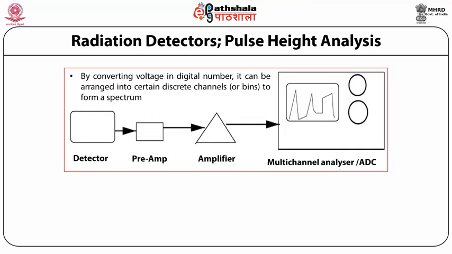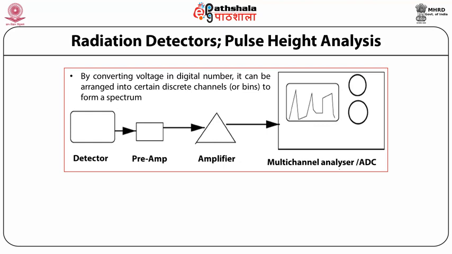Radiation detectors, pulse height analysis. By converting voltage into a digital number, it can be arranged into certain discrete channels or bins to form a spectrum. In this slide, the block diagram is given, where the detector output is fed into the preamplifier. The preamplifier output is fed into an amplifier, and the amplifier output is fed into the multi-channel analyzer, which has one ADC, that is an amplitude to digital converter, and then we can see the output in the form of a spectrum, because we can convert these digitized numbers into certain discrete channels or bins.